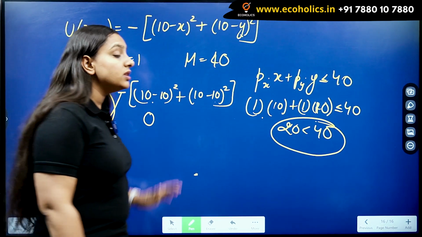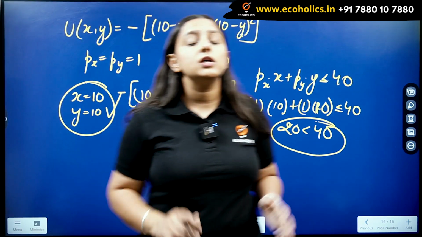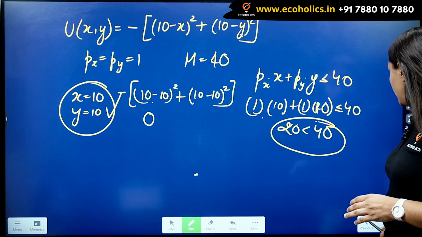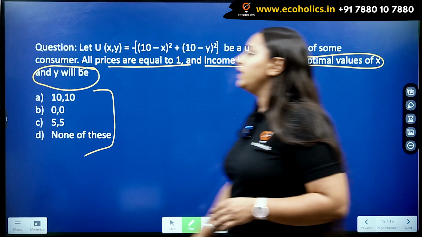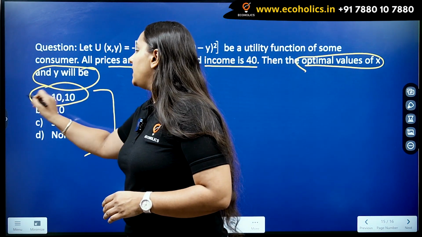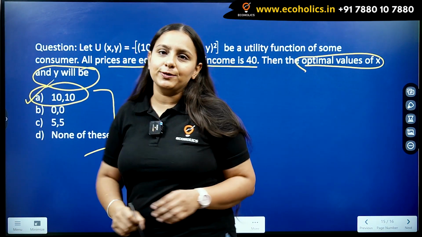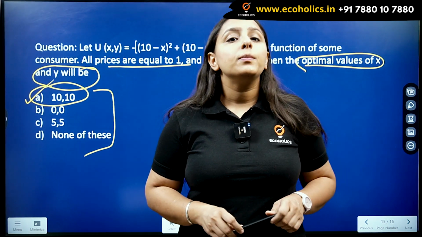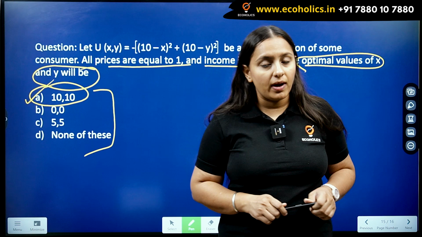So over here in this question, I have tried to solve this even without taking the help of Lagrange. So the optimal values of X and Y are going to be 10 and 10. So option A is my correct answer over here. So this was the solution to question number 9 of past year 2022 from ISI.